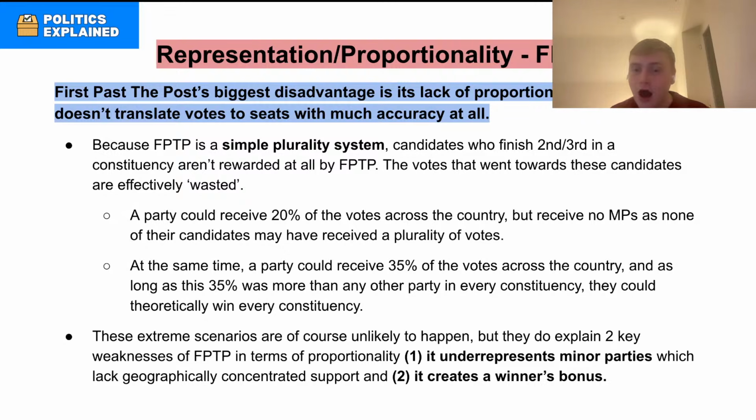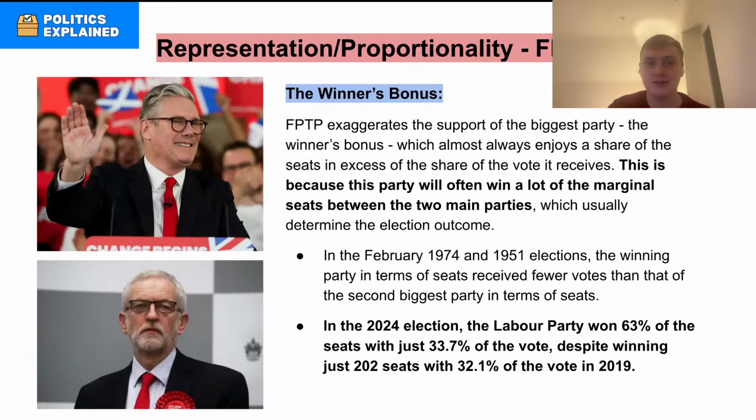It underrepresents minor parties, which may have a significant share of the population overall, so 20% across the country, but that's not geographically concentrated, and therefore they're not winning any seats. And it also creates a winner's bonus. You could, as a party, only win 35 or 40% of the vote across the country, but because that is more than any other party, you might win 60% of the seats, for example, because you're winning more constituencies.